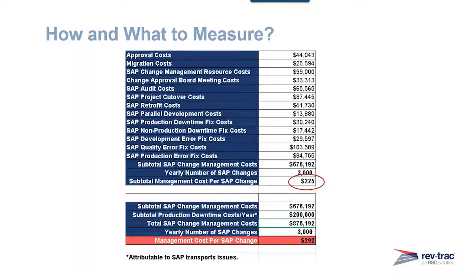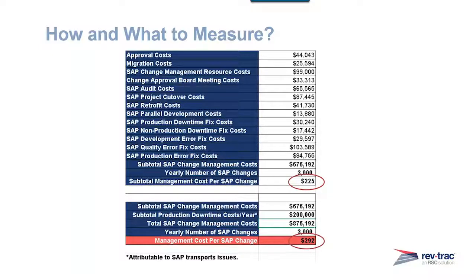So, but that figure again doesn't include any SAP production system downtime due to the SAP transport activity, right? That's added in the section below. In this case, hopefully your organization's cost for that part is 0, but that's typically, unfortunately, not the situation. So the workbook then adds that figure to the above figure, divides by the same number of yearly SAP changes to get an updated cost per change number, which is in the second red circle.